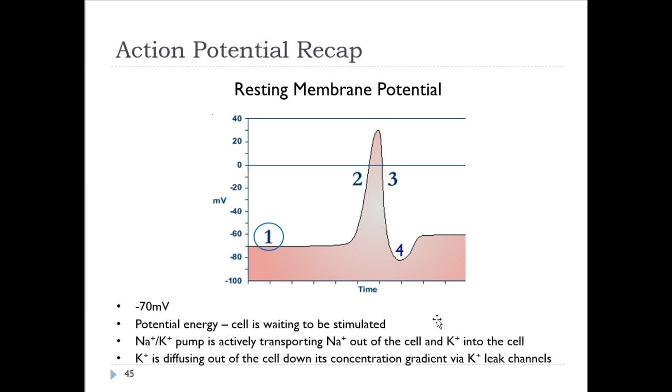So this is the kind of thing that I want you to spit out for my exam. So for number 1, if I say what's going on in resting membrane potential, I want you to tell me that it's at minus 70 millivolts. The potential energy is the cell is waiting to be stimulated. Sodium-potassium pumps are actively transporting sodium out of the cell and potassium into the cell. And potassium is diffusing out slightly.